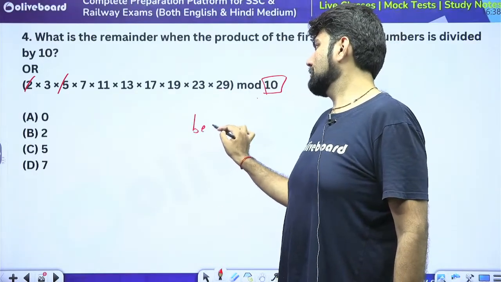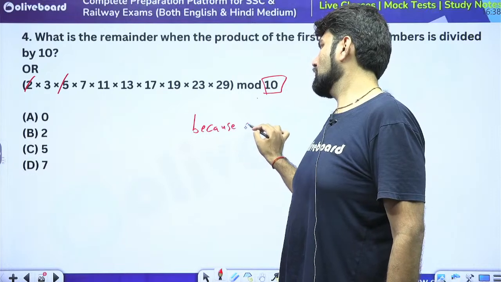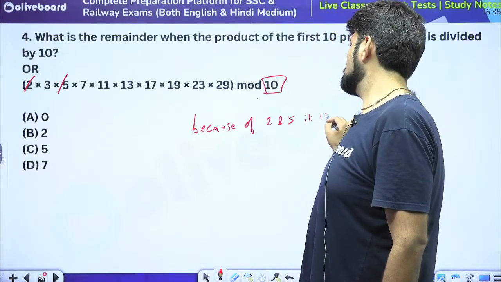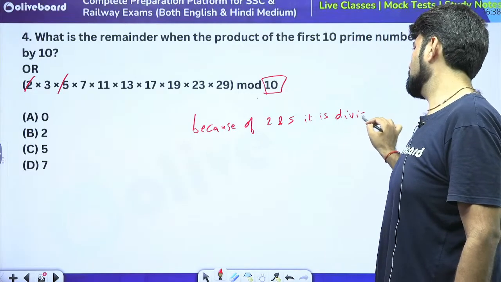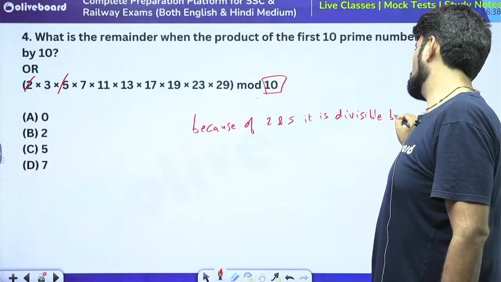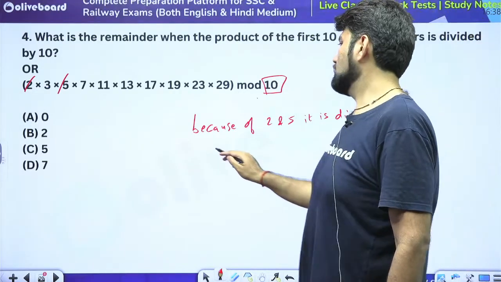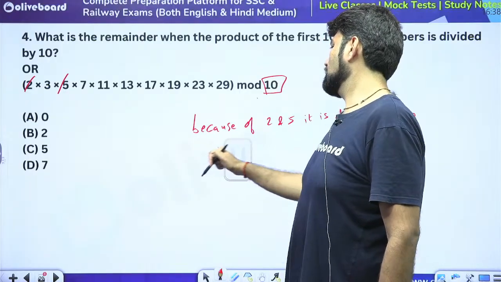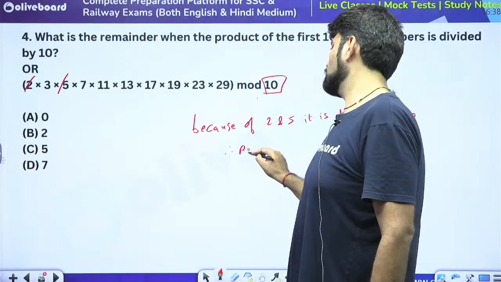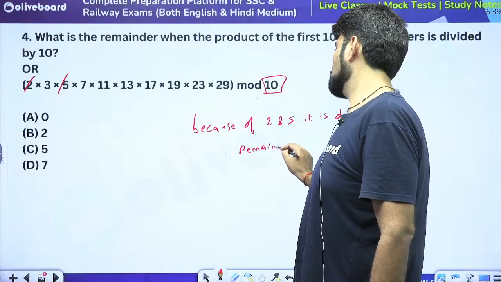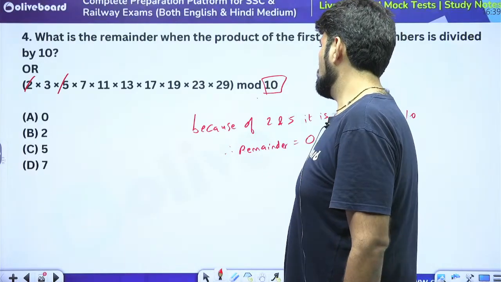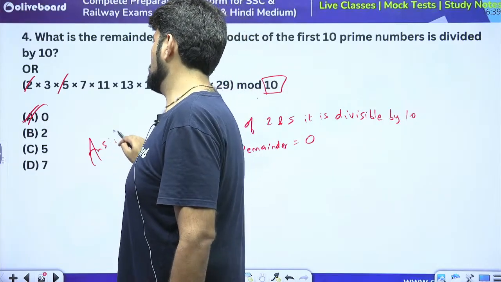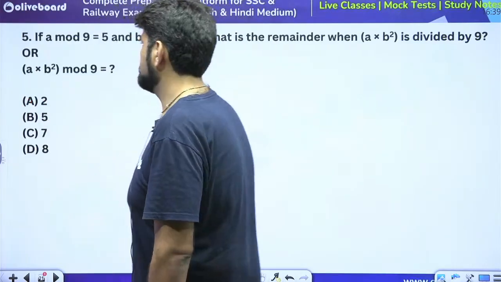This is divisible by 10, no? Because of 2 and 5, it is divisible by 10. Therefore no remainder. Therefore remainder equal to 0. So if I modulo divide this by 10, my remainder is going to be 0. Okay, next.